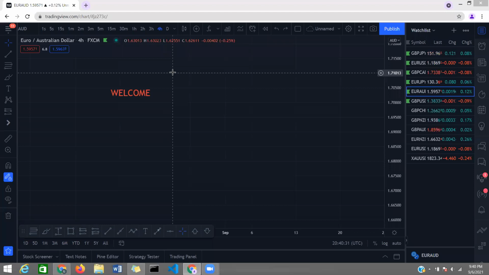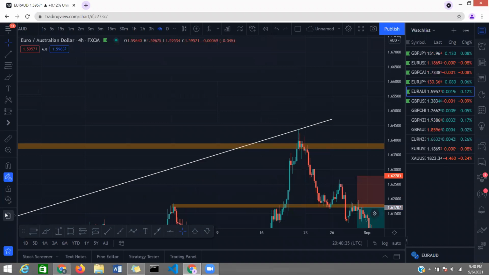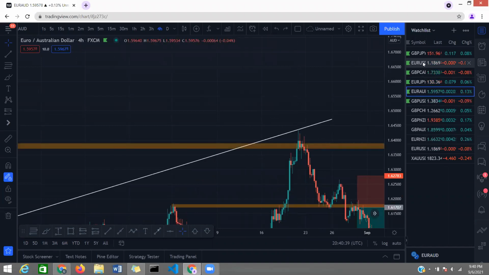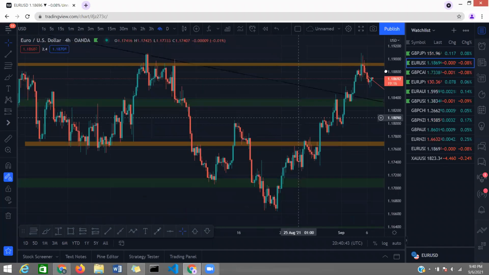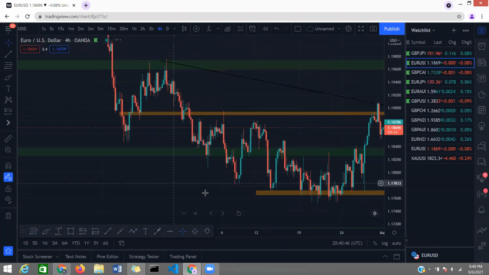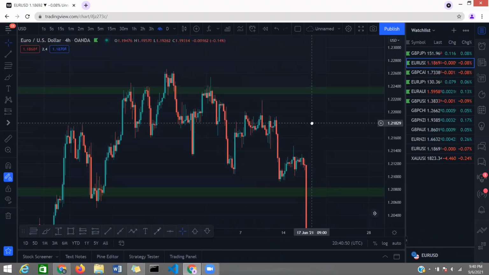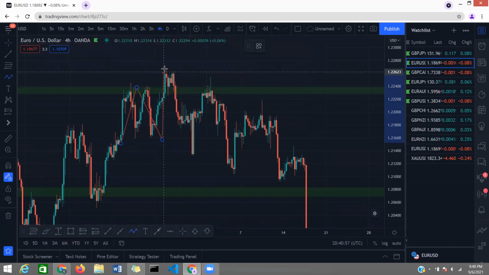Okay, so we considered the double bottom last time. While I did not show you guys an example, let me just clear my chart. Let me go on Euro USD. I'm sure we'll find an example pretty soon. We'll have a whole lot of them, double tops and double bottoms. But this is a clear example of what I didn't explain, but you guys should already know this.